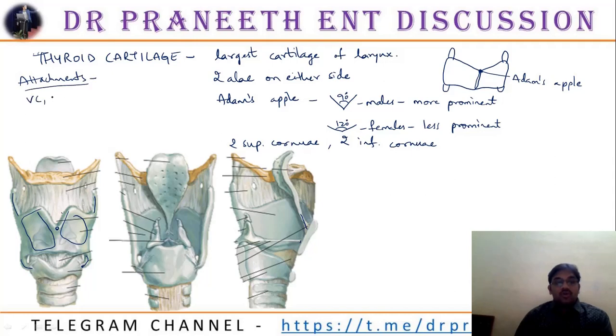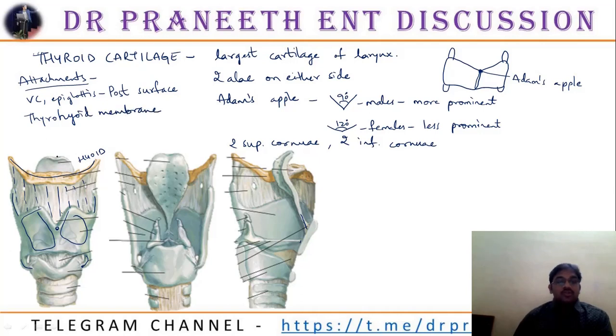So coming to the attachments, the vocal cord and epiglottis will get attached to the posterior surface. And this is the hyoid bone, right? So this is your hyoid bone. Between this hyoid bone and the thyroid cartilage, there is a membrane that is called the thyrohyoid membrane.